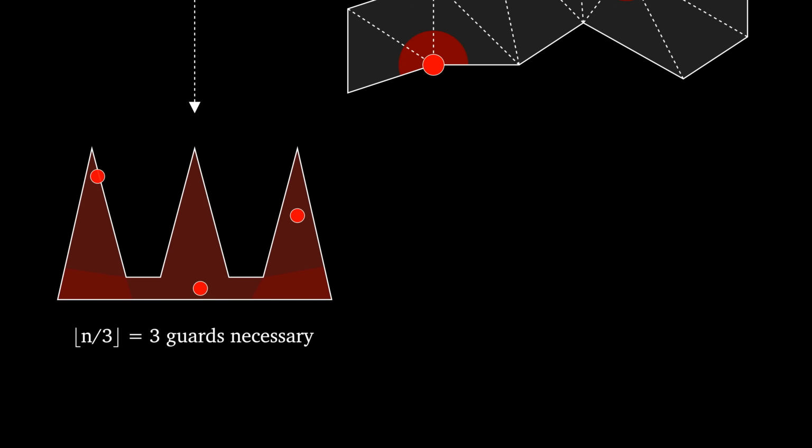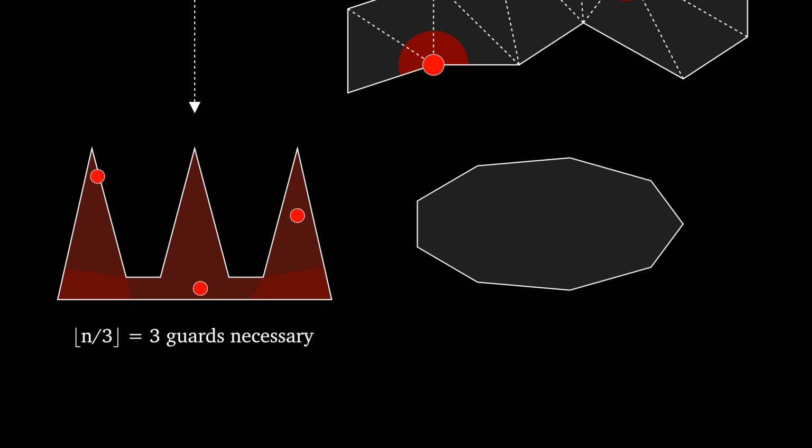But note here that n over 3 many guards are usually much more than actually needed to guard a simple polygon. For example, for a convex polygon, even a single guard is enough, you don't need n over 3.